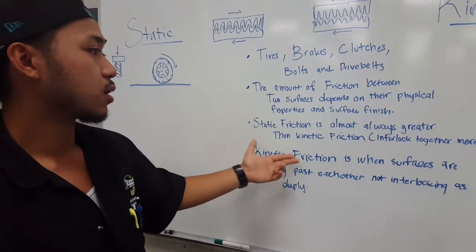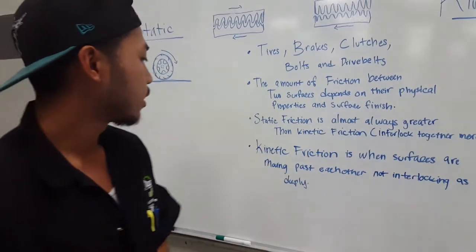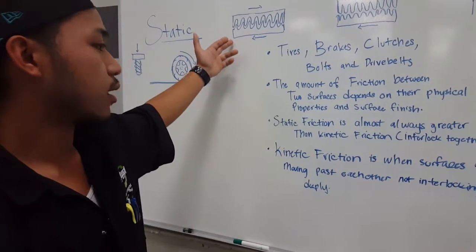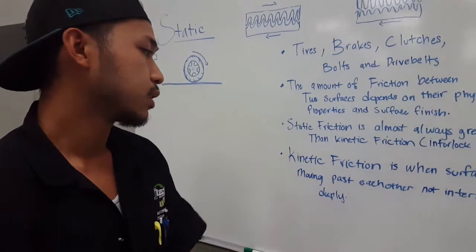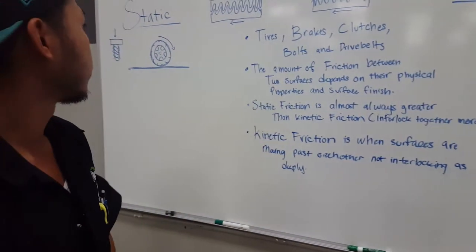Static friction is almost always greater than kinetic friction because they interlock, like we said. The two surfaces will interlock with each other. And with kinetic friction, they slide past each other, not really interlocking.